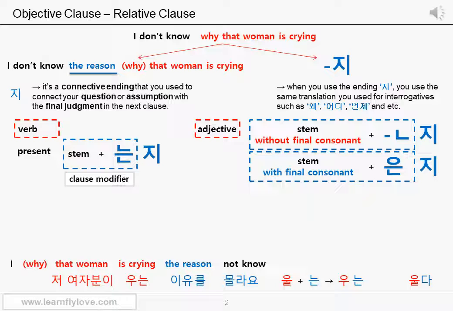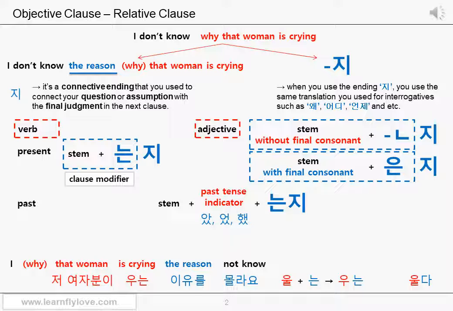So this stem plus ㄴ consonant or 은 sound is the basic rule of an adjective clause modifier in the present simple tense, right? So it's relatively easy to remember. Next, past tense. This one is the problem. When a relative clause is in the past tense, you add the past tense indicator, 았/었, to the stem and add 는지, the same one we used for the present tense, 는지.